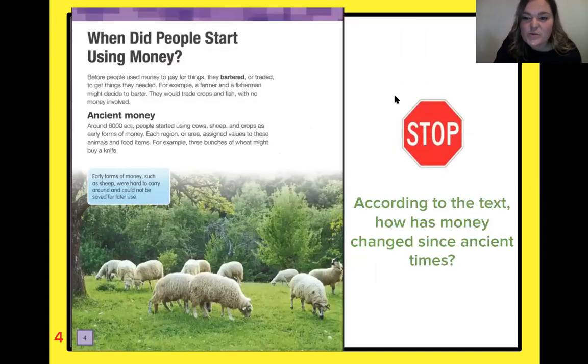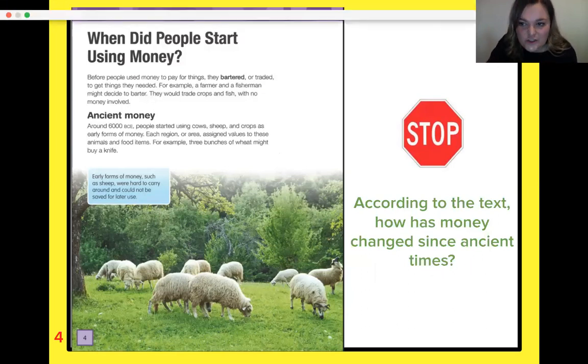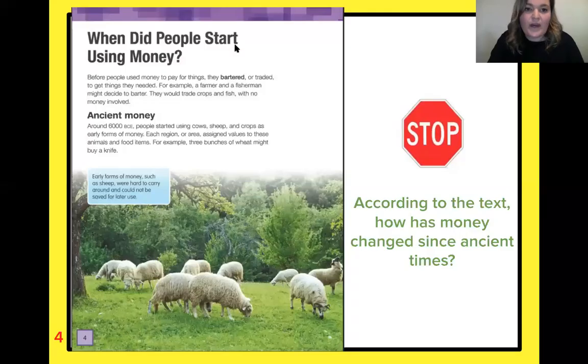On this first page, we want to stop. According to the text, how has money changed since ancient times? So since really long time ago, how has money changed? And I gave you a little hint at the beginning. When did people start using money?